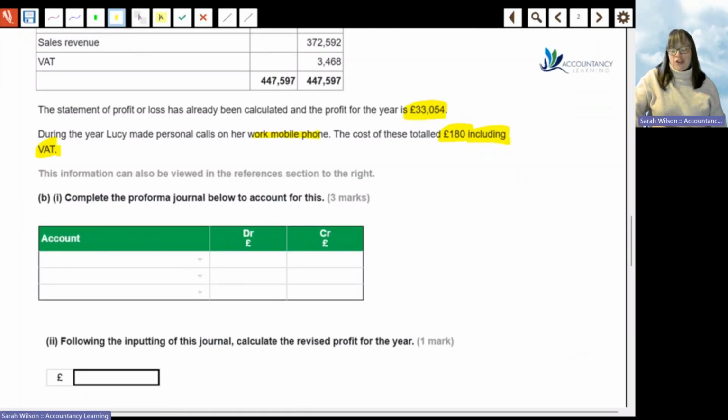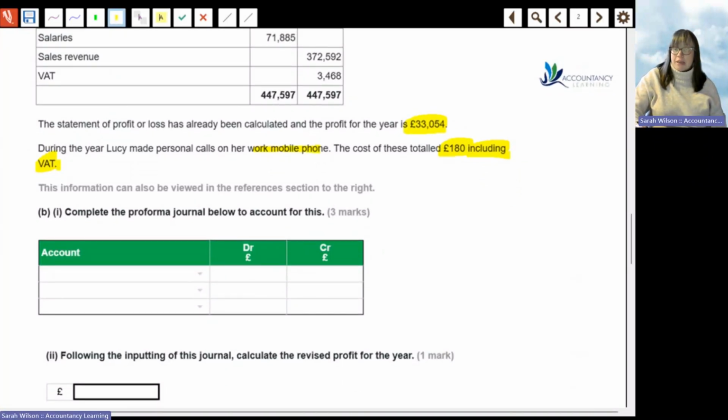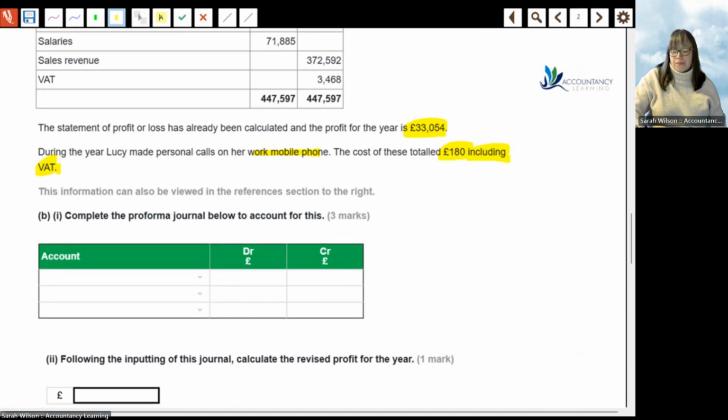So then we're asked to complete the journal to account for these personal calls made on her work mobile. So this is effectively her taking something out of the business. Because the business has paid for her work mobile phone, they're going to have some mobile expenses. But these are a personal cost. There's an element of personal cost, 180. So because we're going to be taking it out of the business, that's going to be drawings.